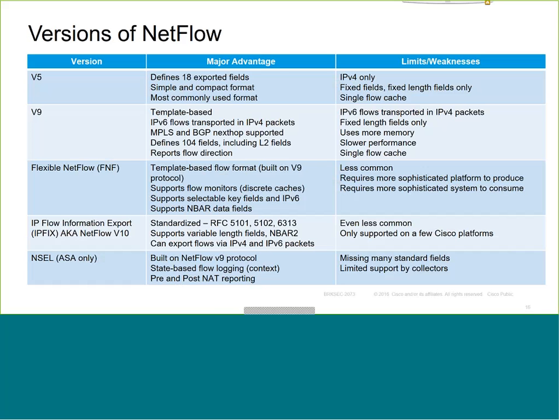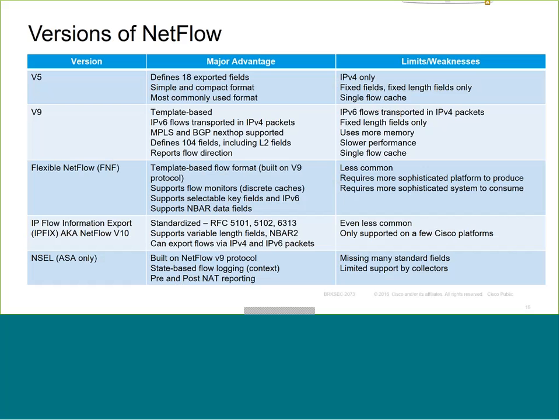As I said, there are a number of different versions of NetFlow. Version 5, which is pretty much the most common one that went out in the late 90s, etc. There are 18 exported fields that we all use. It's the most commonly used. It has two key limitations. One is it only supports IP version 4, and the other is that they are fixed fields so that you can't add in extra information that you may want. Version 9 is template based. It will support IP version 6 flows. You can determine what fields you want to put into that, etc.